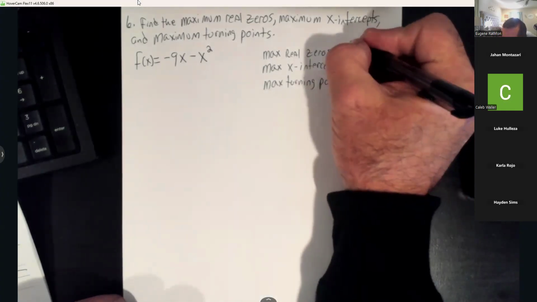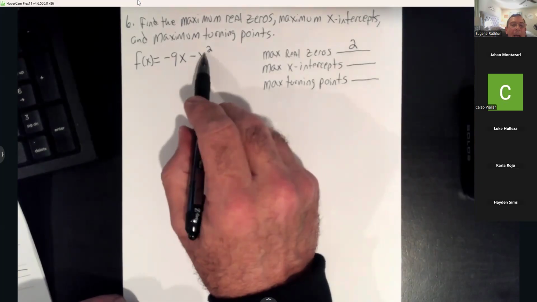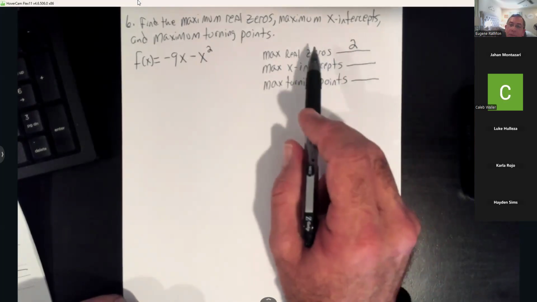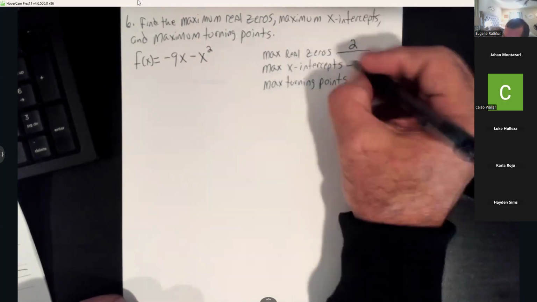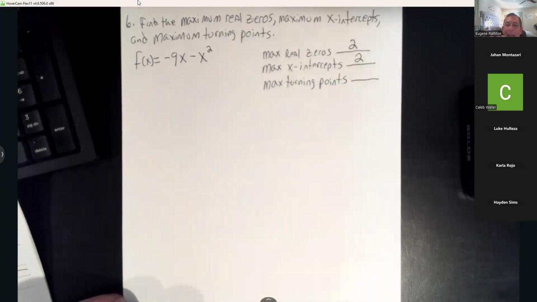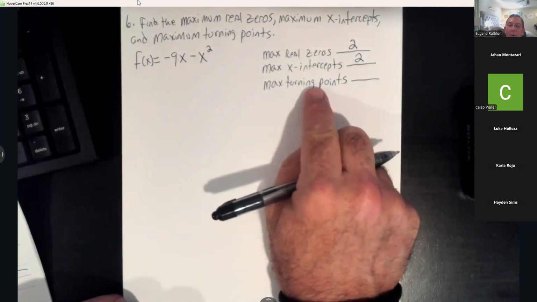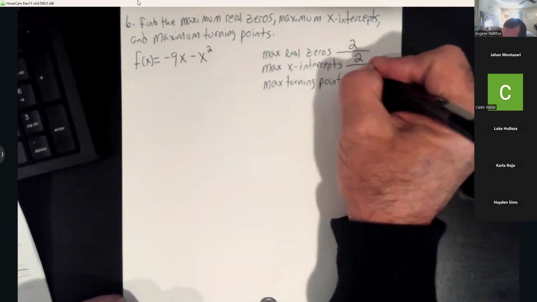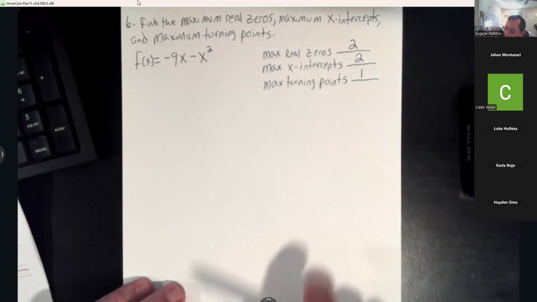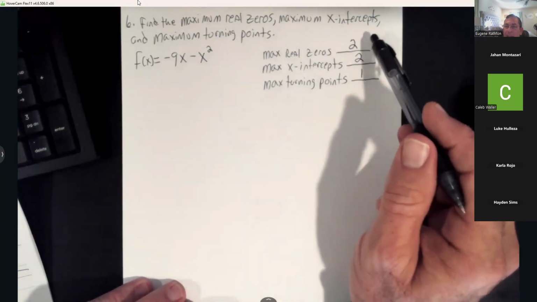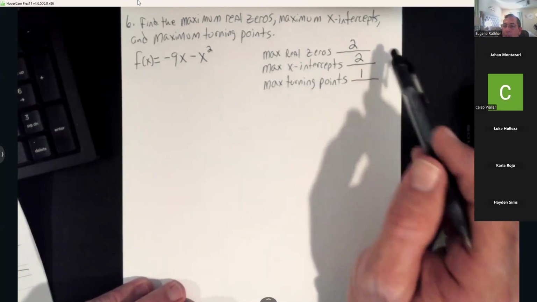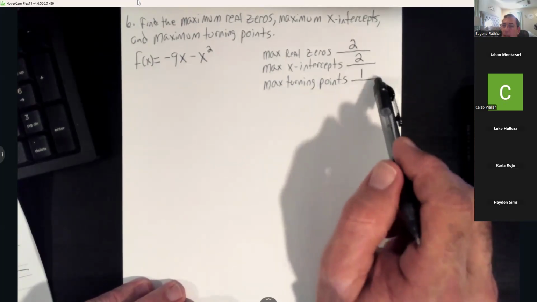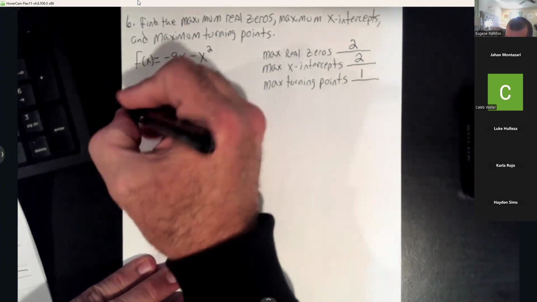All right, good job. It is definitely 2 because it equals the highest exponent. And y'all, real zeros and x-intercepts are the same thing. So if there's a maximum of 2 real zeros, there's going to be a maximum of 2 x-intercepts. Now the turning points, you take the highest exponent and subtract 1. So 2 minus 1 means I got 1 turning point. So this answer needs to be something like this: 2, 2, 1; 3, 3, 2; 4, 4, 3. These two numbers will be the same. That number will always be 1 less.